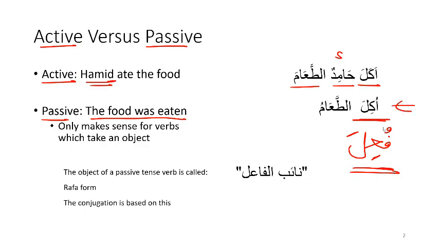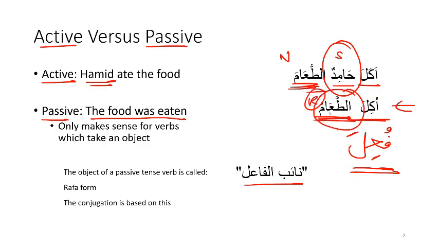Now, in this sentence where the verb is passive, the object is called the naib ul fa'il. Normally, in an active verb sentence, the subject is in rafa form and the object is in nasab form. When we have a passive tense verb, then there is no subject, and instead of the subject, we put the object in rafa form, and that's why the object of a passive tense verb is called naib ul fa'il.